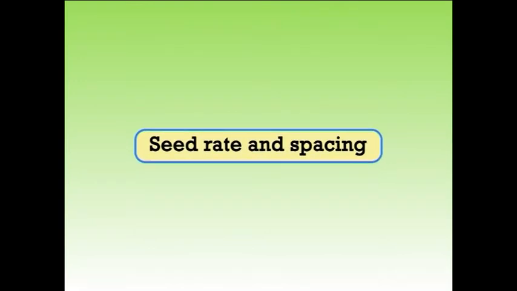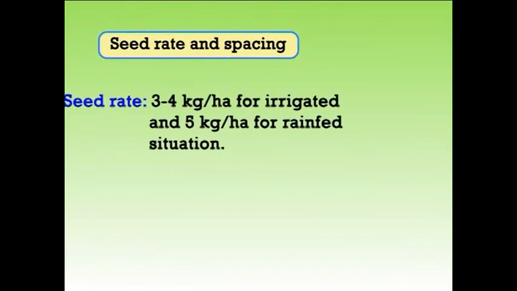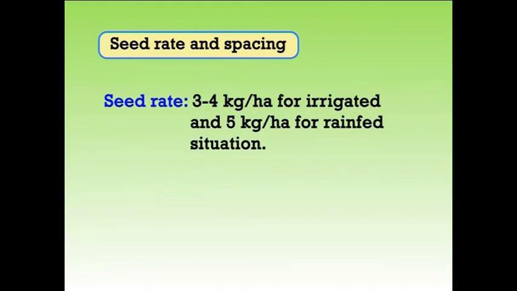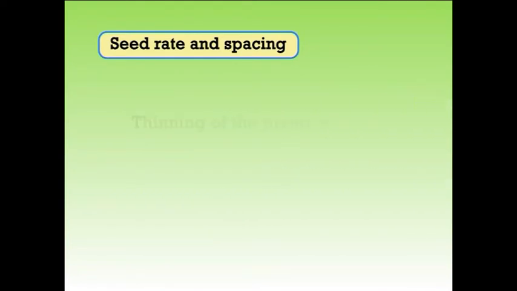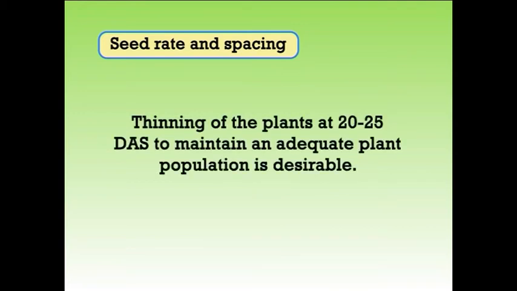Let's see about the seed rate and spacing for this crop. A seed rate of 3 to 4 kg per hectare for irrigated and 5 kg per hectare for rain-fed situations is suitable. A spacing of 30 by 10 cm or 45 by 15 cm is best for this crop. Thinning of the plants at 20 to 25 days after sowing to maintain an adequate plant population is desirable.